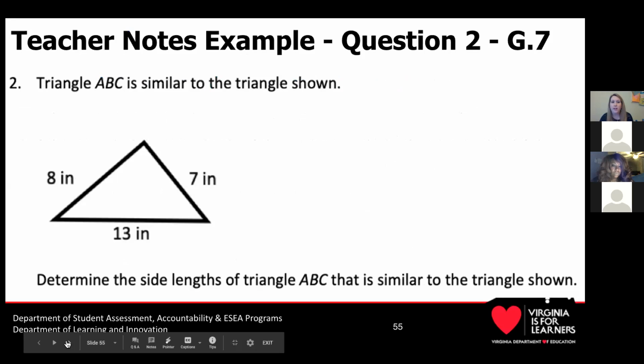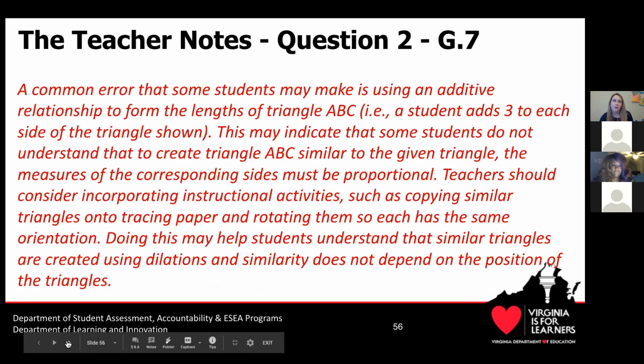So here's just one example, right? And this is again G.7, so still similarity. So here's the question that is on the quick check: triangle ABC is similar to the triangle shown. Determine the side lengths of triangle ABC, right? There's of course multiple answers to this question. It's open-ended, get the students thinking, but using the teacher notes will help us identify maybe what we could do for students.